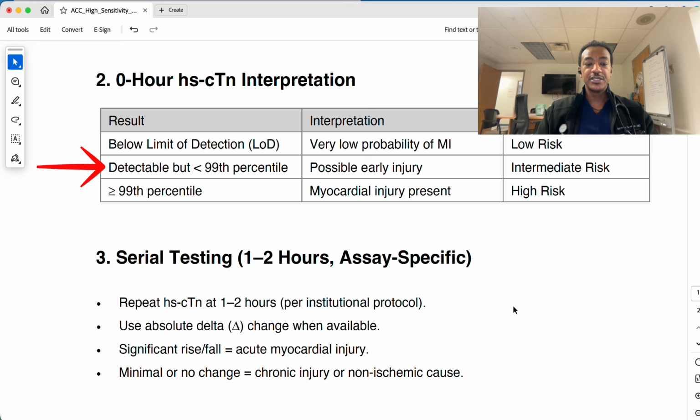The next one is if the patient has a detectable but less than 99th percentile high sensitivity troponin. In these patients you need to repeat a second high sensitivity troponin before you can say anything in terms of the risk for acute coronary syndrome. If the patient has a higher than 99th percentile high sensitivity troponin, myocardial injury is present because the troponin is elevated, and this could be from myocardial infarction or myocardial injury from any other cause. But these patients are high risk and you need to bring them in for further workup.